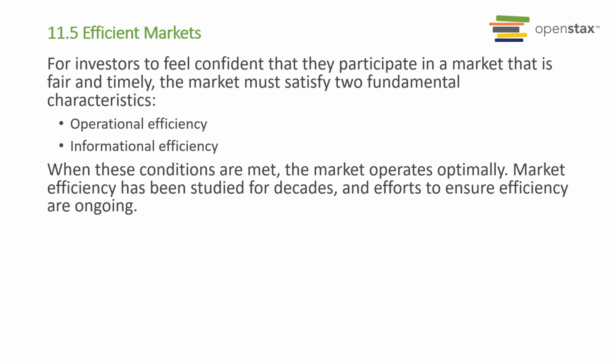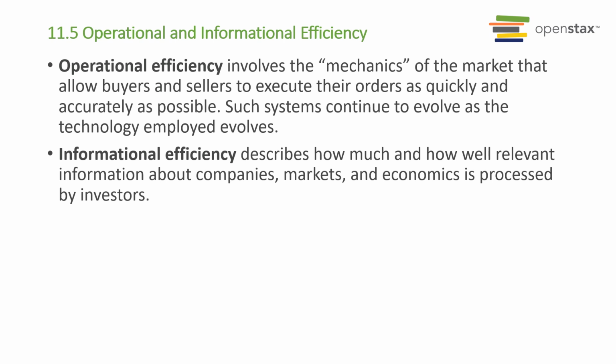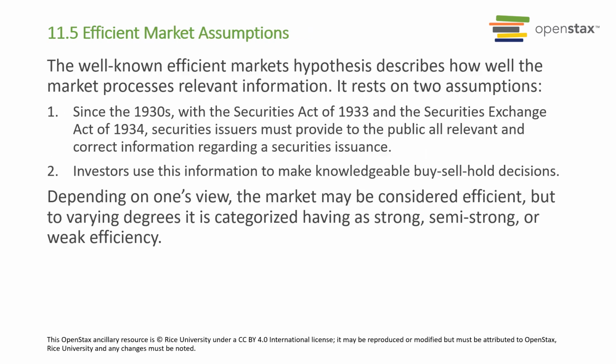For investors to feel confident they participate in a market that is fair and timely, the market must satisfy two fundamental characteristics: efficiency from both the operational and informational perspective. The market will operate optimally in these conditions. This has been studied for decades, and efforts to ensure efficiency are ongoing. Operational efficiency means that the mechanics of the market allow buyers and sellers to execute their orders quickly and accurately. They continue to evolve as technology evolves. Informational efficiency describes how much and how relevant information about companies, markets, and economics is processed by investors.